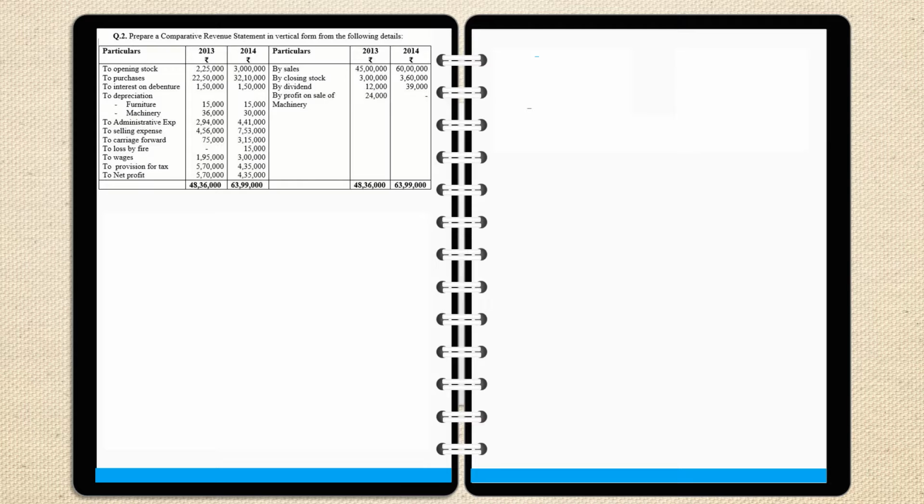So we need to mark it up. हमें marking करनी पड़ेगी. So that we can use that information to prepare the comparative analysis. Students, before solving this question, you need to know the revenue statement, the vertical format of the revenue statement. If you don't know the format of revenue statement, then you are not able to solve this question.